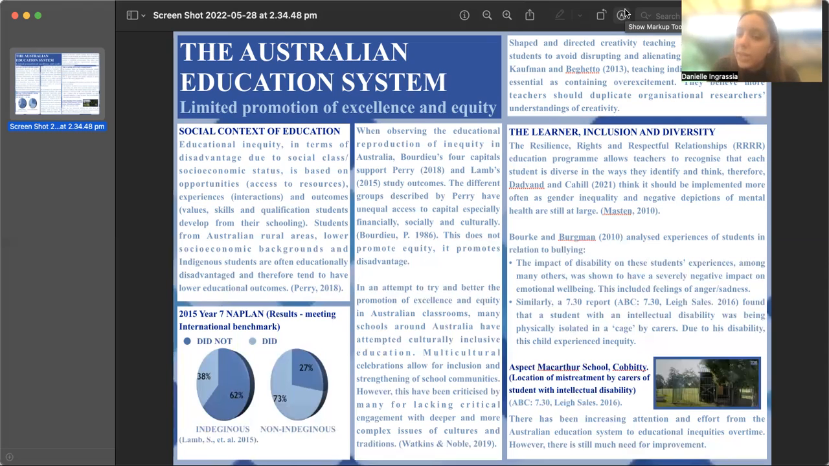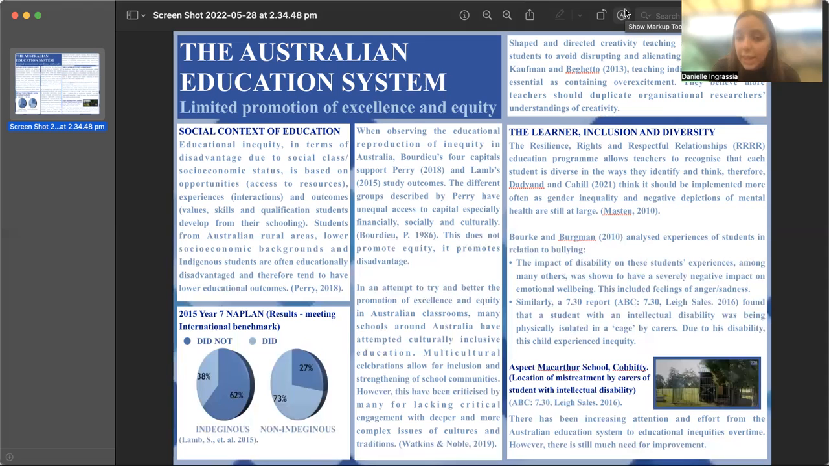Burke and Bergman's 2010 study analyzed the experiences of students in relation to bullying. They found students with disabilities often experience anxiety, depression, and even decreased self-esteem. This in turn obviously affects their educational outcomes and achievements. Teachers must be aware of the prevalence and impact of bullying and know effective interventions. Otherwise, inequity for students with disabilities will continue.